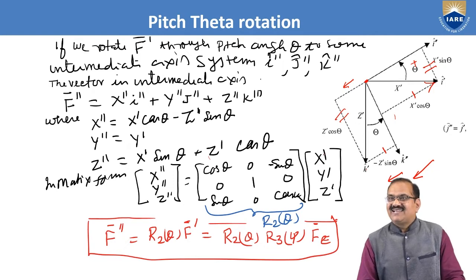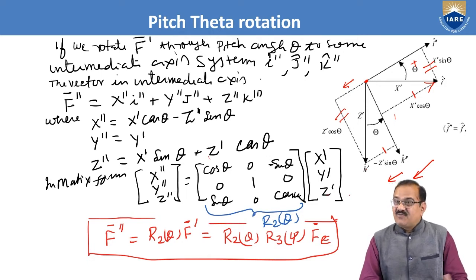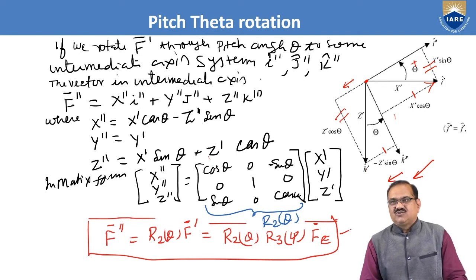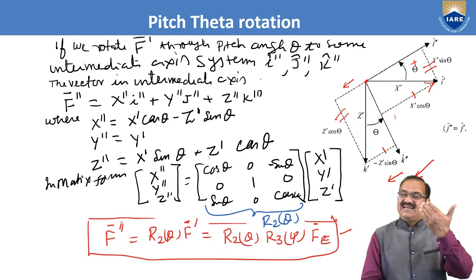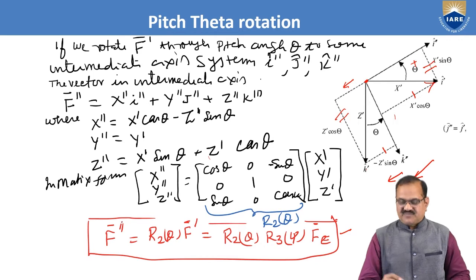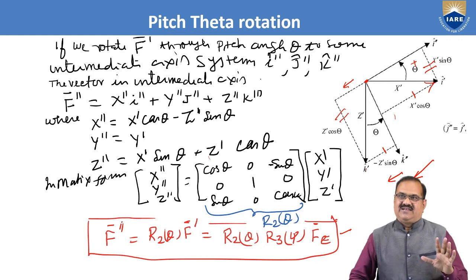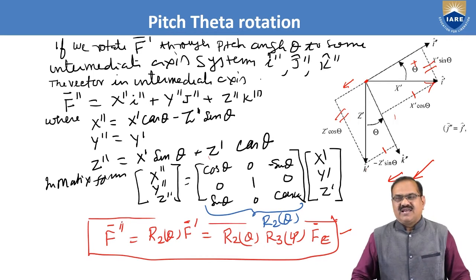So here it is called R2 theta. But we know that X prime, Y prime, Z prime was R3 psi Fe, just before the slide. So here we will write R2 theta, R3 psi and Fe. So we got the second variation. We got the force when we rotated the pitch angle theta. I think it is very much clear now.